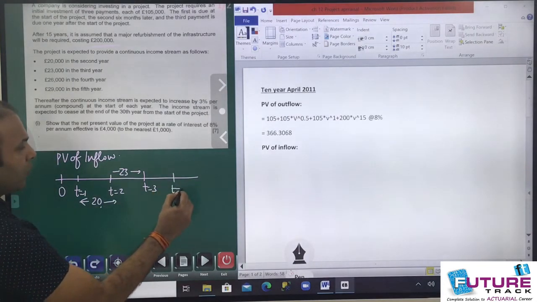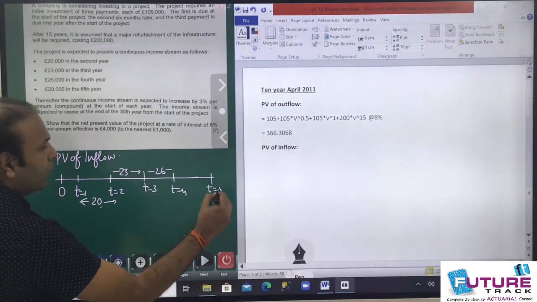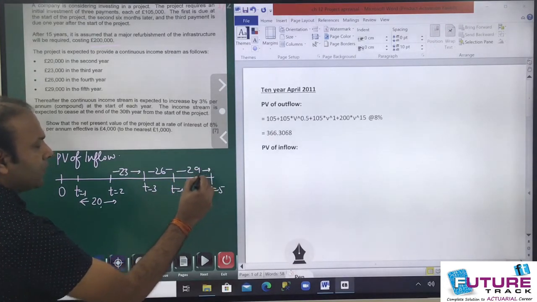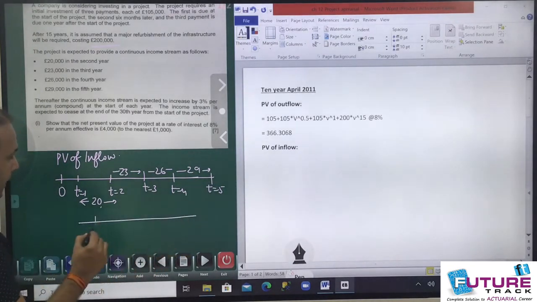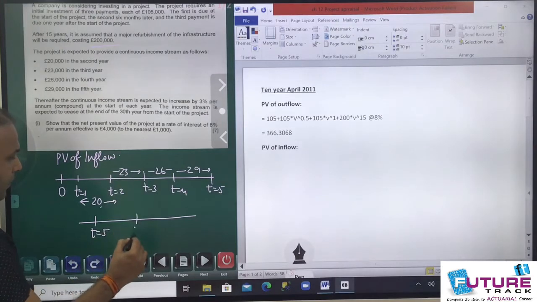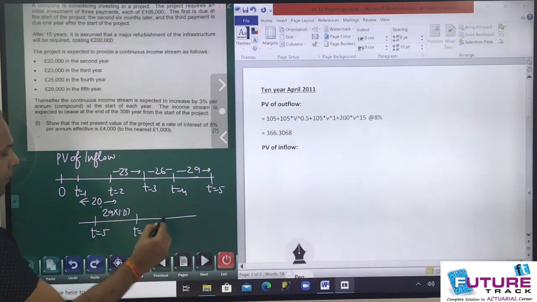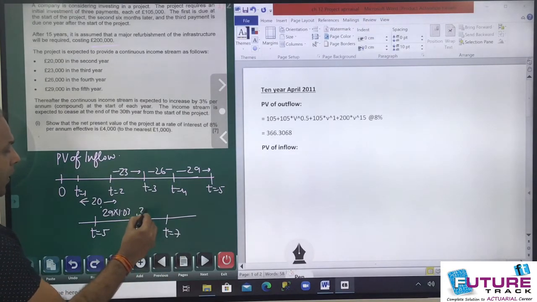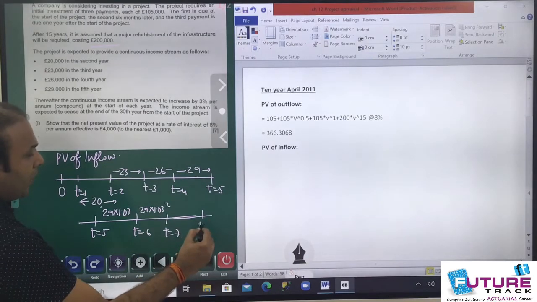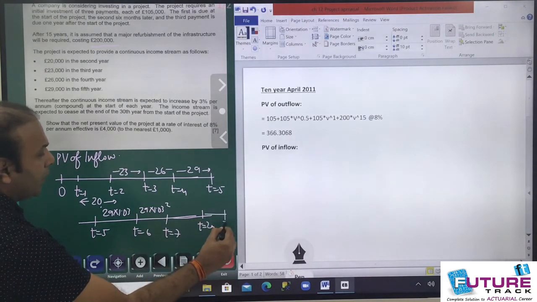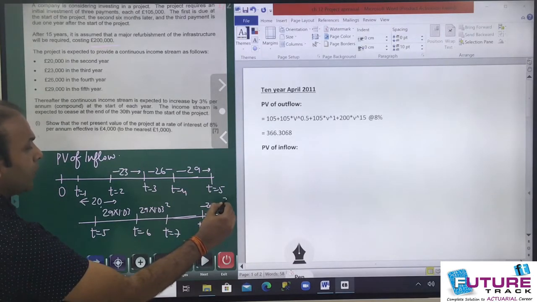Then 3 to 4 it is 26,000. Then 4 to 5 it is 29,000. And after this it is increased by 29 into 1.03, 29 into 1.03 squared, and so on, up to 29 into 1.03 raised to power 25.